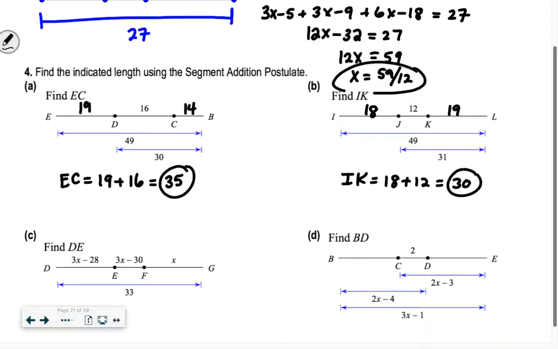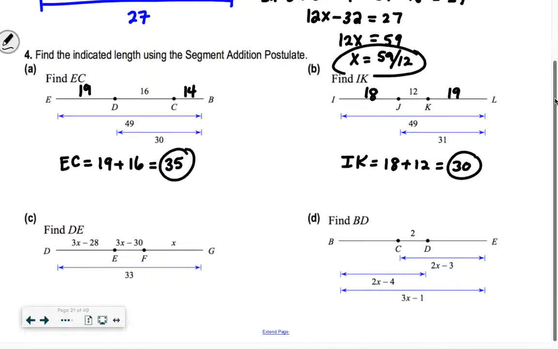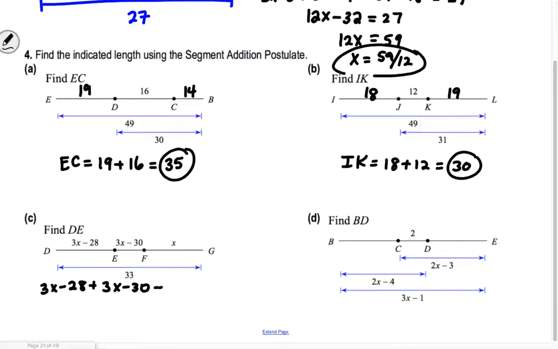So now we're going to get a little bit trickier because now we're not just going to have numbers, we're going to have variables too. But we're going to use that same concept, what we just did. So to find certain pieces, we subtracted out other segments, right? Or added. So in this case, well, I guess we're good here. So we can just say, what's our equation? So we're going to add up 3x minus 28 to 3x minus 30 to x, and that has to all add up to be what? 33. Yeah, 33. So we have our equation. So we have 3x minus 28 added to 3x minus 30 added to x has to equal 33.